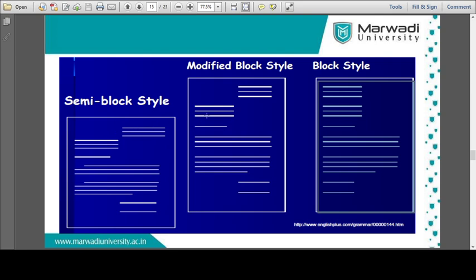In semi block style and modified block style, the difference is that in semi block style, in the body of the letter we need to leave some space to start any paragraph or any point. Here in modified block style, it is not like that. We do not need to leave any space before starting any paragraph or point. So this is the difference between semi block and modified block style. But in block style, each and everything starts at the left hand side margin.